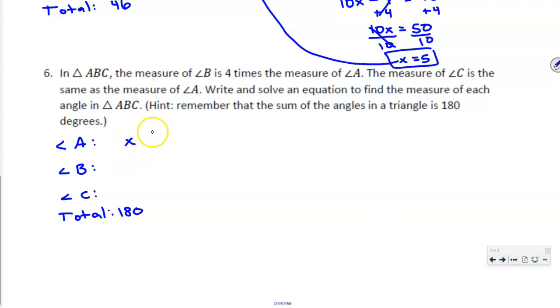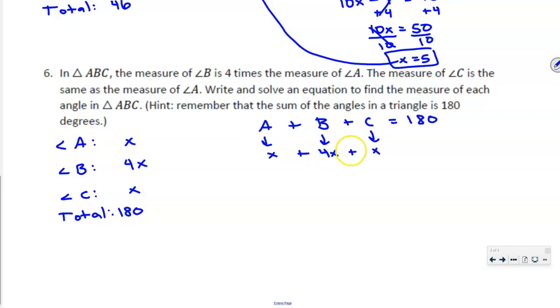B is 4 times the measure of angle A, so that will be 4 times X. C is the same as the measure of angle A. I used X, so the same as that would be another X. Once again, when I add all 3 angles, A plus B plus C, I get 180 degrees. Angle A is X, angle B is 4X, and angle C is X. When I add these together, I will get 180 degrees.